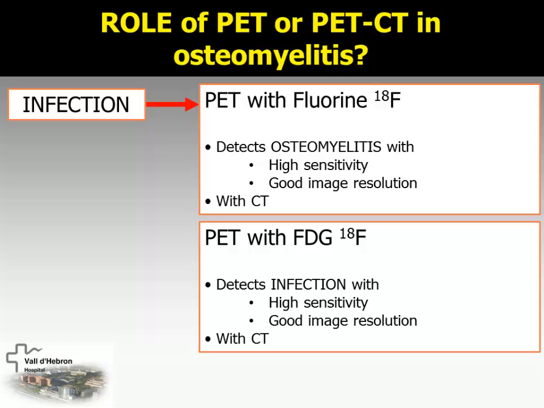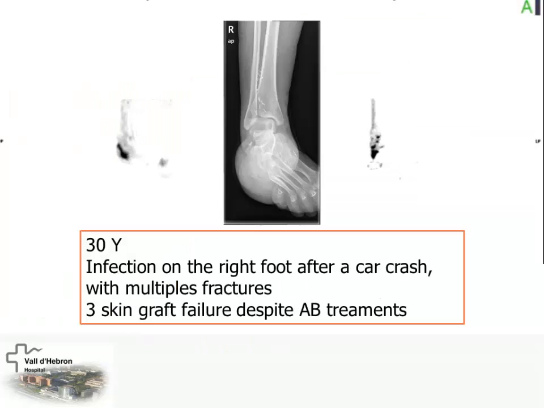Okay? This is one case that I showed you this morning. It was a young lady of 30 years with infection of the right foot after a car crash. And I show you the coincident results of the FDG, with lesions on the bone and the soft tissue, and the fluorine PET with lesions only on the bones.